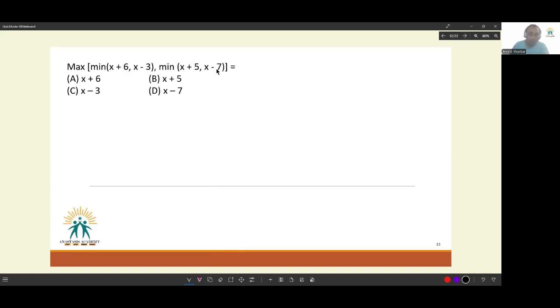Minimum of these two and minimum of these two. Okay. First, look at this min function. From this min function, x plus 6 is always going to be greater than x minus 3. So this will always return x minus 3. And of these two, x plus 5 will always be greater than x minus 7. So this will always return x minus 7. And between these two, which one is larger? Clearly, x minus 3 is larger. So option C will be the right answer here.